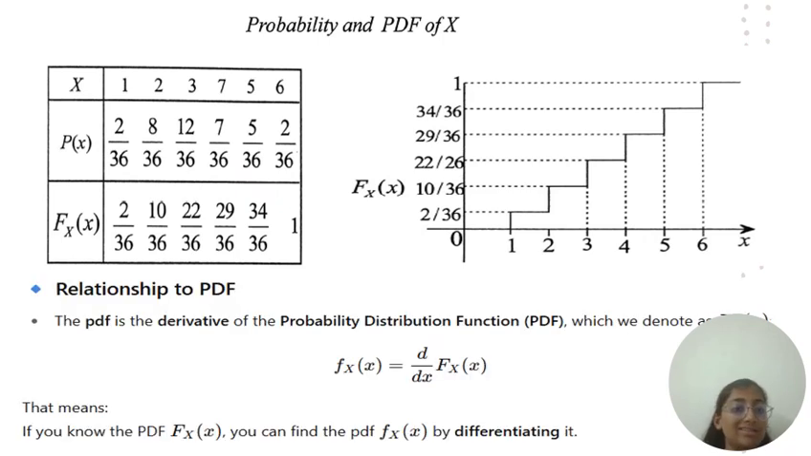Now, let us discuss the relationship to the PDF. The PDF is the derivative of the probability distribution function. Here, small pdf represents the probability density function. To get our probability density function, we are going to differentiate our probability distribution function. That means if you know the CDF, F_X(x), you can find the small pdf, small f_X(x), by differentiating it. This shows the relation between them.